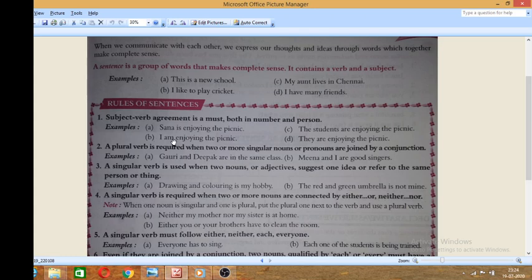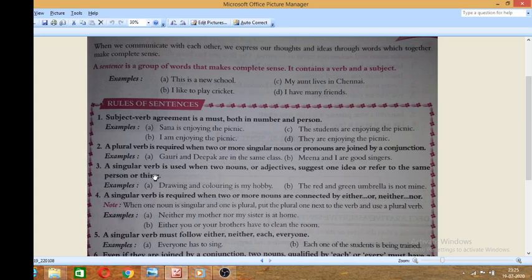Okay, now next rule is a plural verb is required when two or more singular nouns or pronouns are joined by a conjunction. Two nouns, or pronouns, Gauri and Deepak. You can see that two nouns are joined by a verb are. So a plural verb is required.